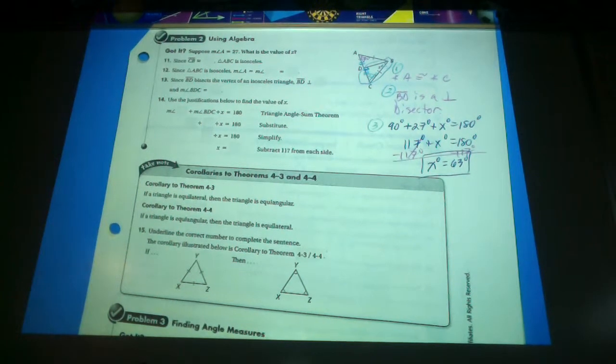Okay, so this is the second half of, what is it, 4-5? Yeah. All right, so we looked at isosceles because the copy room had no white paper, so I wasn't going to walk downstairs, so yellow it was.